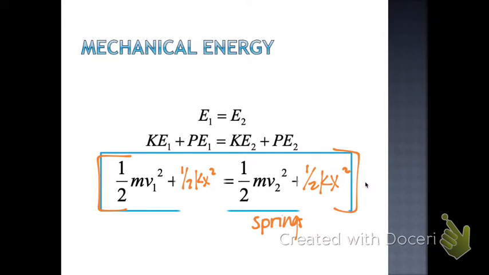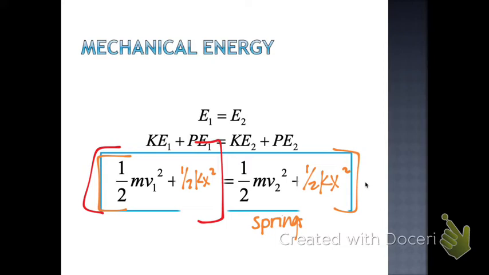I always, when I do my problems, just make the left side of my equation the initial and the right side of my equation final. Right? Realistically, it doesn't matter what side of the equation they're on as long as it's consistent in both ways. Okay, so this is the spring one, and then your mgh one is the potential energy of gravity. Okay? So let's go ahead and try some here.